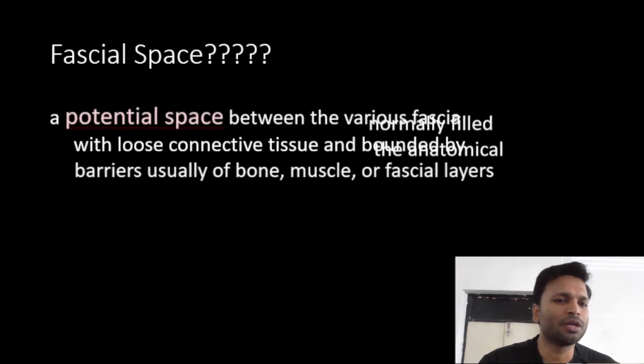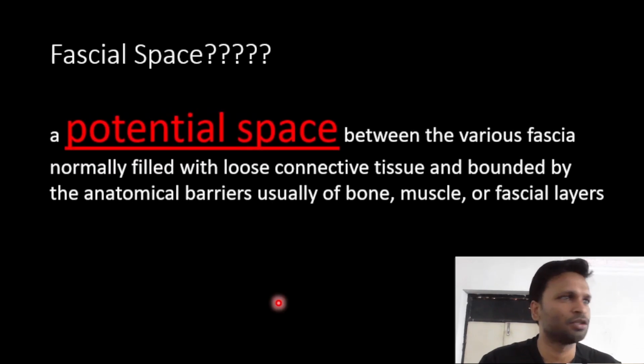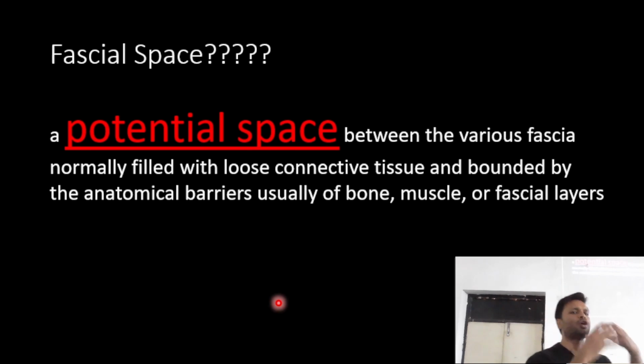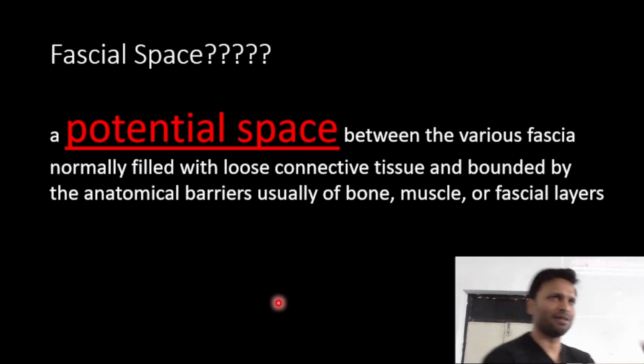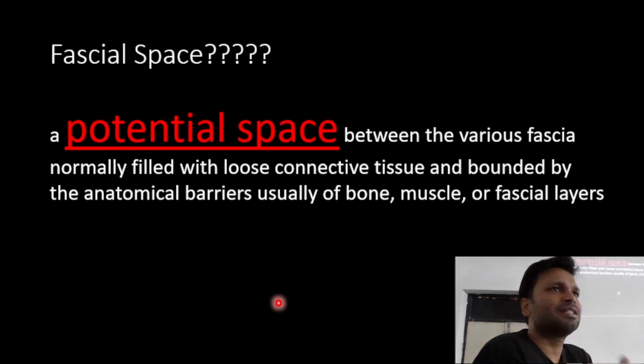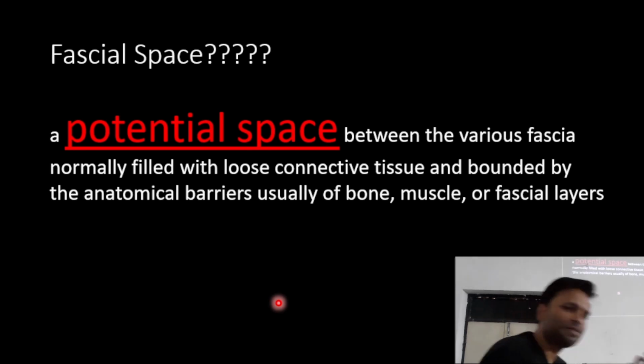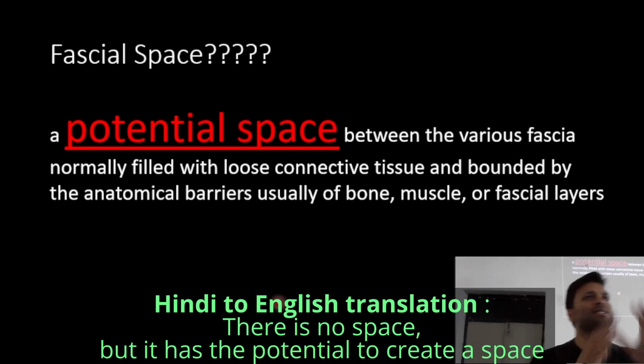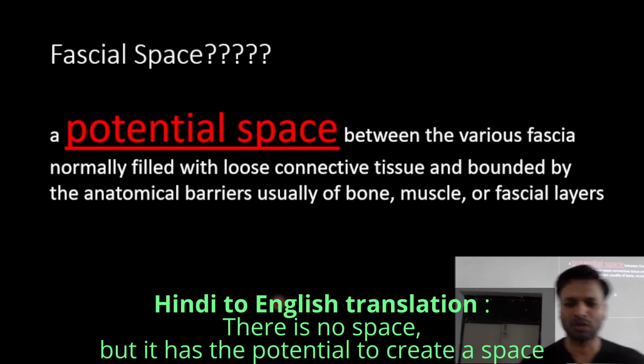Now, the word to remember here is potential space. Jo maine bataya, in a normal individual, in a normal human body, there is no space there. But under certain circumstances, this space can be created. So there is a potential for a space to be created in that region. That is why it is called a potential space. Space hai nahi, but it has the potential to create a space.